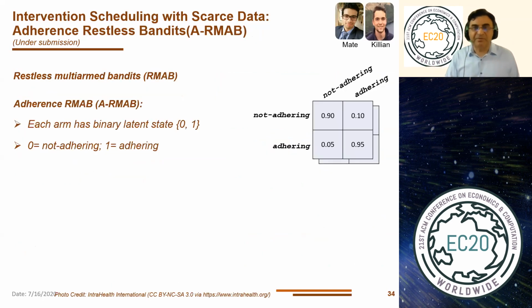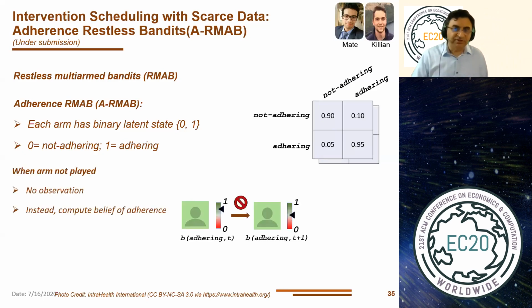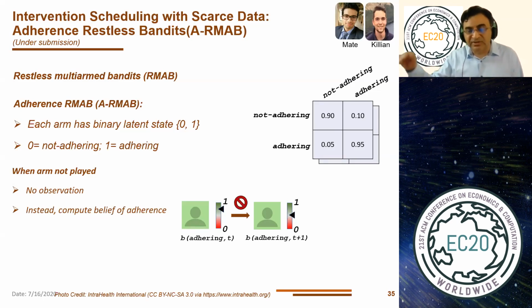And I'll explain what I mean by that. Some of you may be very familiar with restless multi-armed bandits. This is a specialization of that model where each arm is a health worker calling a patient. So pulling an arm is calling a patient. Each patient has a binary latent state of adhering or not adhering. When an arm is not played, when a patient is not called, the patient may change their state. And so we have some belief that we may modify when we don't call them, that there's a lower probability that the patient is adhering to taking their medicine.